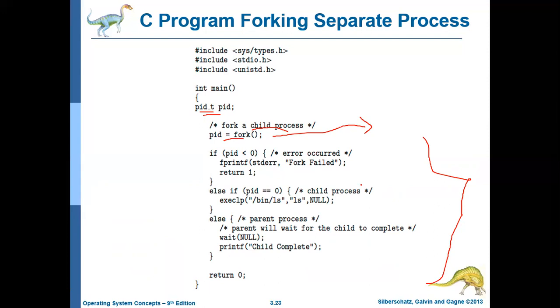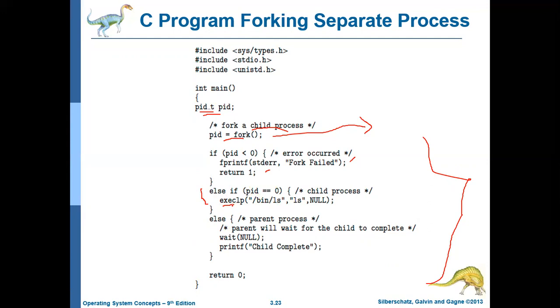Then we check if pid is less than 0, which means it is an error. So we are telling that there is some error in creating the child, and we come out. Else we check if pid is 0. As we discussed, if pid is 0, then it is the child process. So this part will execute only for the child process. Because this code is common for both parent and child, we want to differentiate which code is for the parent and which is for the child. If pid is 0, then it is a child process, and we tell it to execute this particular command. So here we are changing the memory image of the child by executing the exec function.